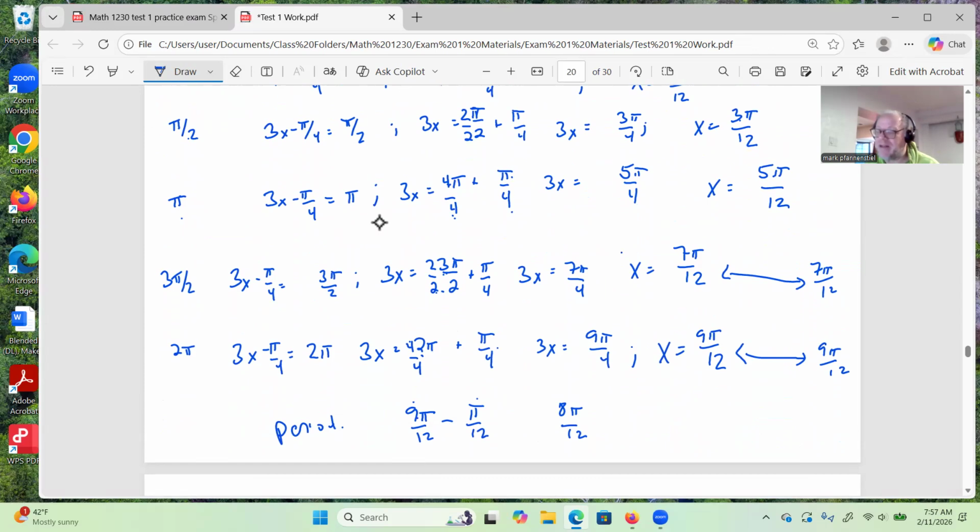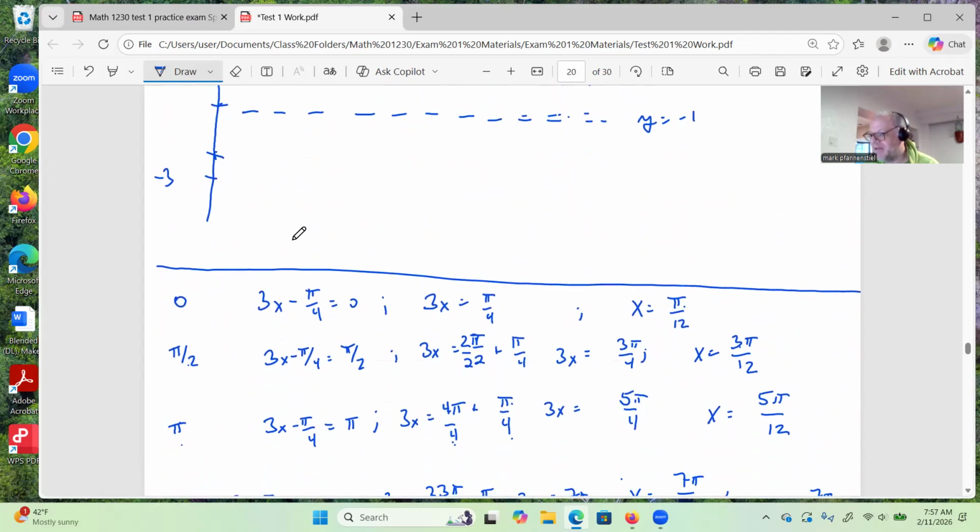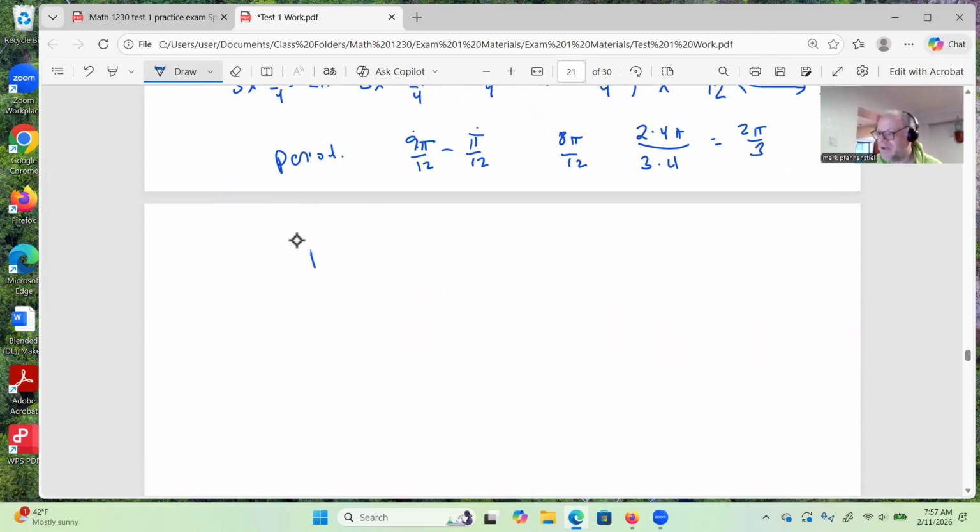And at that point, now I do want to reduce because I want to compare it to something else. 8 is really a fancy way to write 2 times 4. 12 is a fancy way to write 3 times 4. So we can cancel some stuff, and I get 2 pi over 3. All right. Now, to remember the period formula that they tell you in the book, that the period is equal to 2 pi over b. And then we have to go look up, what the heck is b?